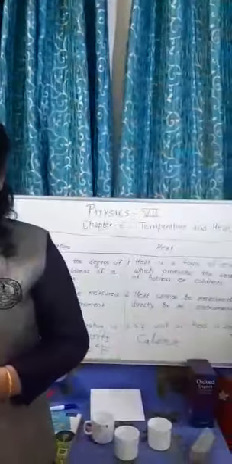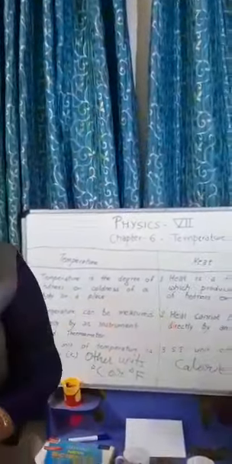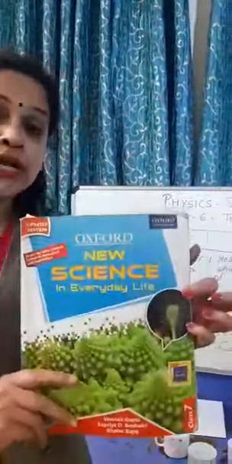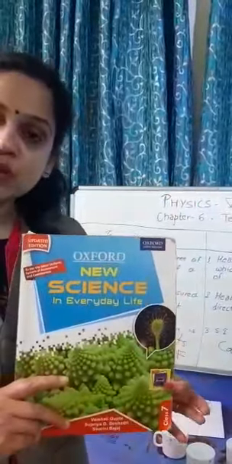Let us start. This video is made for class 7th and the subject is physics. First of all, I will tell you that we are using the same book as you did last year. This is your book, Oxford New Science in Everyday Life. According to the index of this book, your physics chapters are as follows.